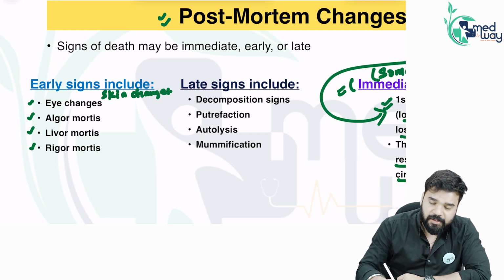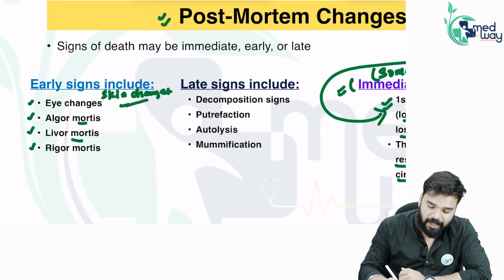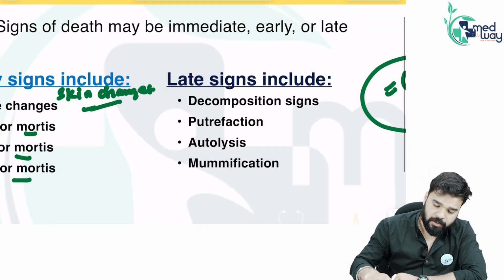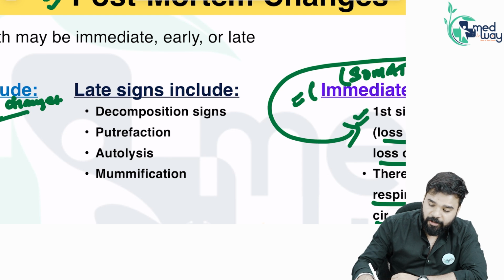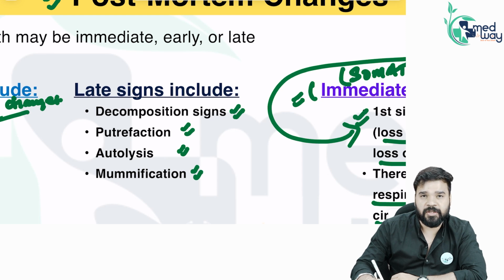Okay, so what are the early changes after death? The first change we'll see is loss of elasticity of skin. Then there will be eye changes, then algor mortis, then livor mortis, then rigor mortis. We'll see them elaborately in the next slide. So what are the late changes which occur? There will be decomposition changes, putrefaction, autolysis and mummification of the body.